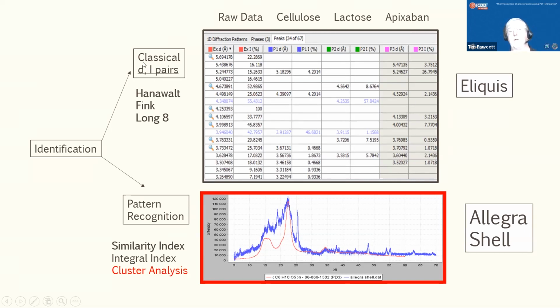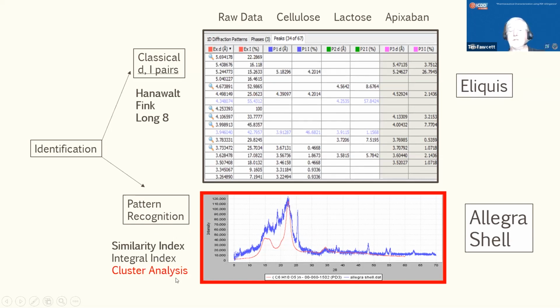But this is the classic way that most of your software works. It's looking at the d-I pairs, matching up the patterns. And no matter whose software system you've got, this is the old classical system that's been used for years. Then we've already showed you some of the pattern recognition. Here's an Allegra shell. I ran it through the pattern recognition program that's called the similarity index that says, oh, I see that the general shape goes up and then goes down. Cellulose goes up and goes down. Turns out that cellulose is in this particular material. Sometimes this sort of pattern recognition program may be called integral index. And in the similarity index or integral index, we're usually comparing one experimental pattern to maybe 1,000 references.